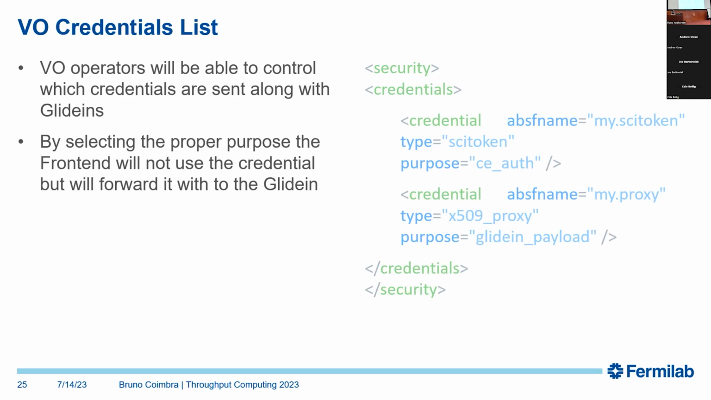This is how VOs these days declare credentials on their front-end configurations. The only thing that changed here is that now you can also define the purpose for that credential. And by defining something like Glidein payload, it would be able to specify that that credential won't be used by anything within GlideinWMS, except for being sent along with the Glidein.